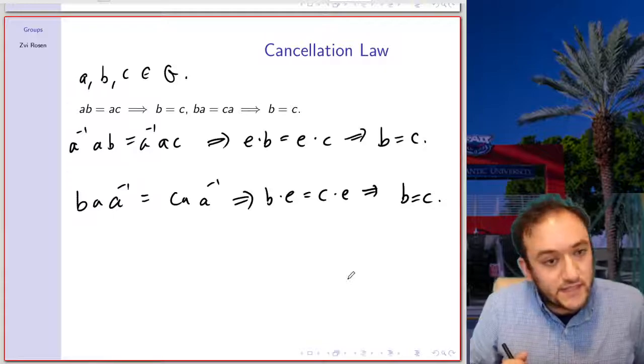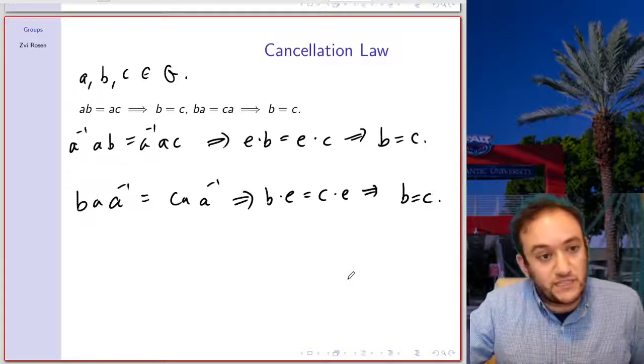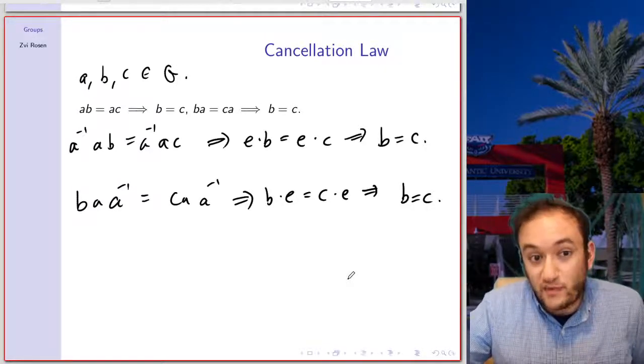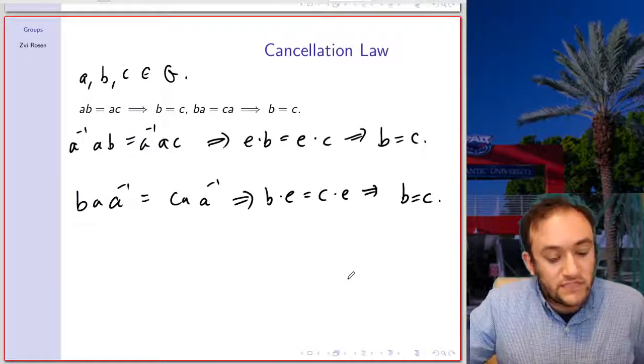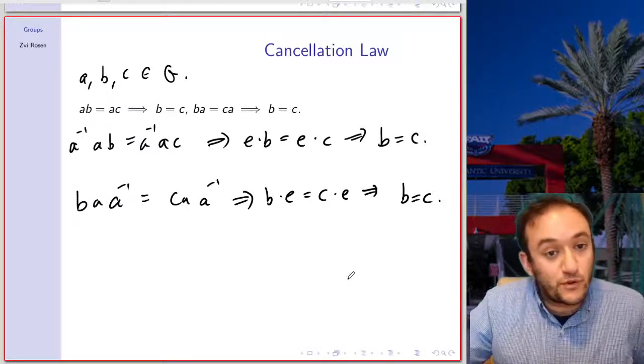Okay, so that's it for the results I wanted to show today. Hopefully you got a flavor for the type of basic properties you can prove using the group axioms.